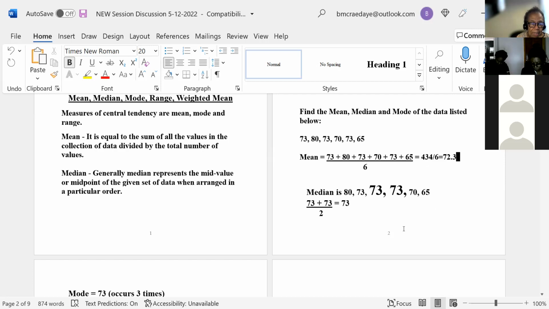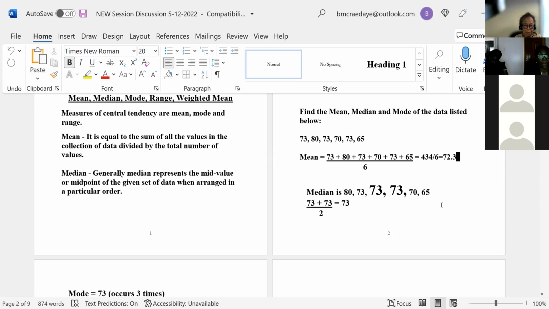Okay, now the median, we put them in order. And I put them in decreasing order: 80, 74, 73, 73, 73, 70, and 65. Now, this is an even set of items, right? So what do we do when it's an even set, Mercedes?